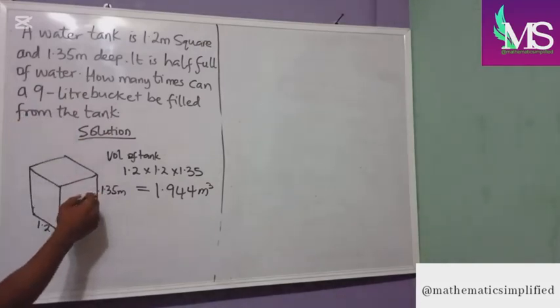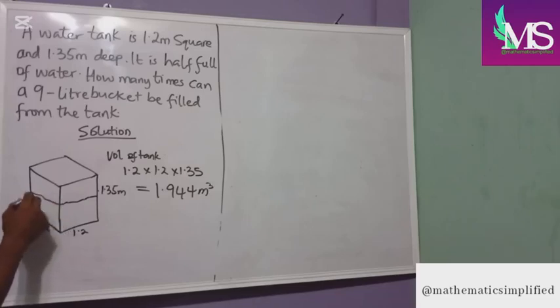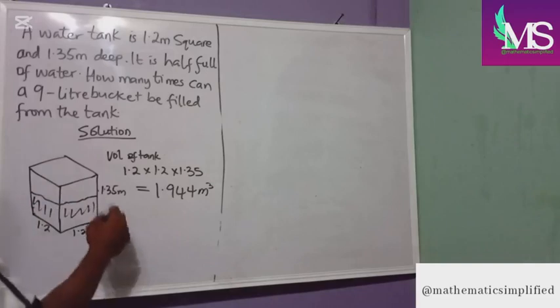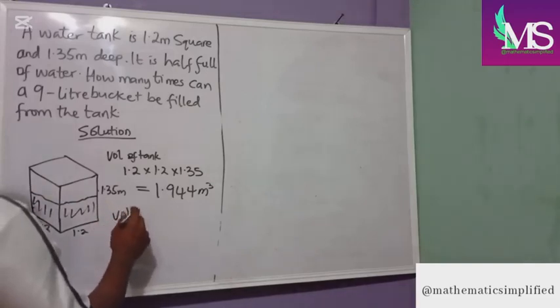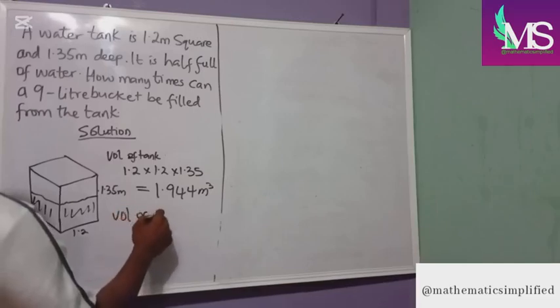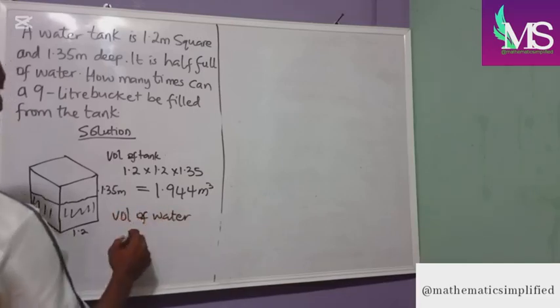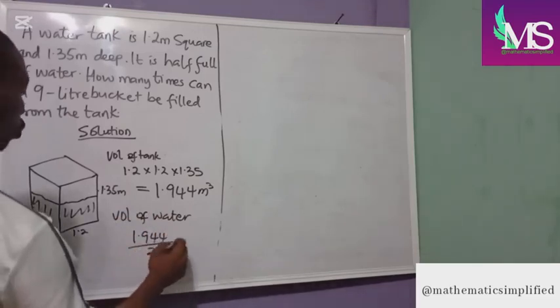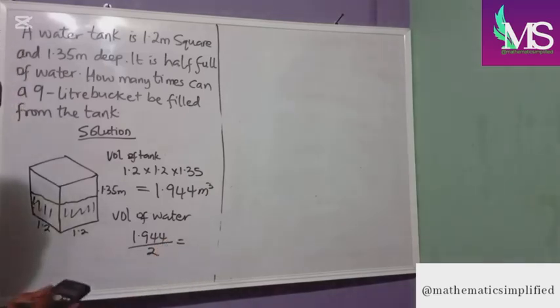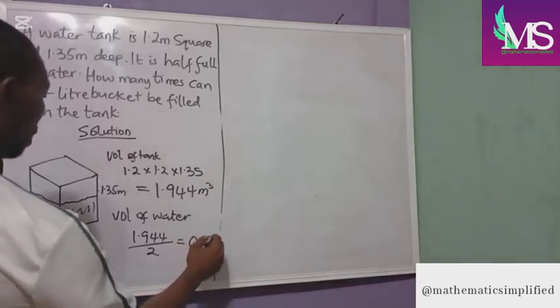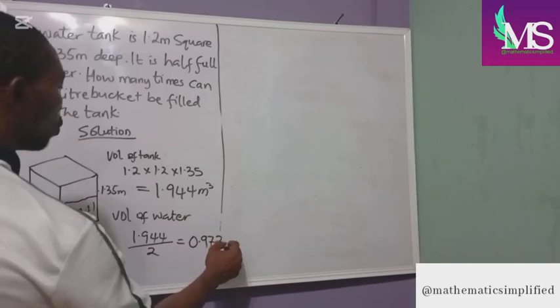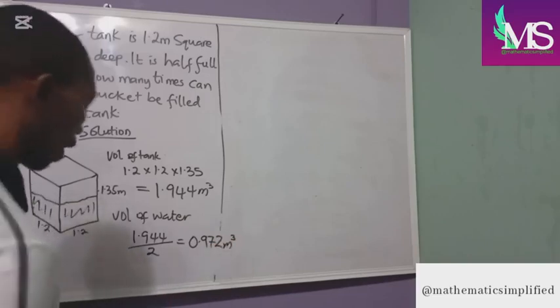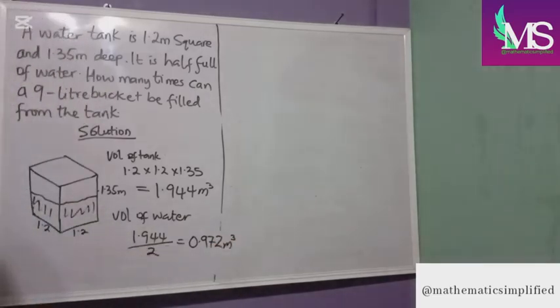Now the next line says it is half full of water. That means halfway full, halfway empty. So the volume of water will become 1.944 divided by 2. Why? Because it is halfway. So that will give us 0.972 meters cube. Now we know the volume of water in it.